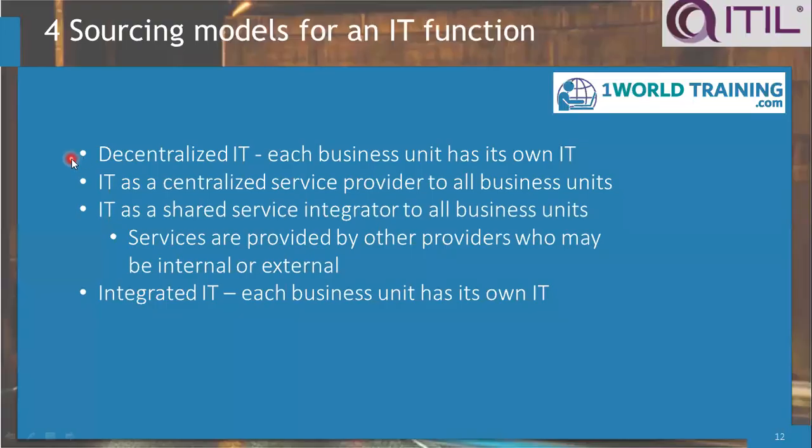Let us look at some examples of 4 sourcing models for an IT function. They could have a decentralized IT, meaning each business unit can have its own IT. In the picture earlier, we have seen a single IT department connecting to the business, but each business unit can have its own separate IT. That is known as decentralized IT. Or there could be a centralized IT provider for all the business units.